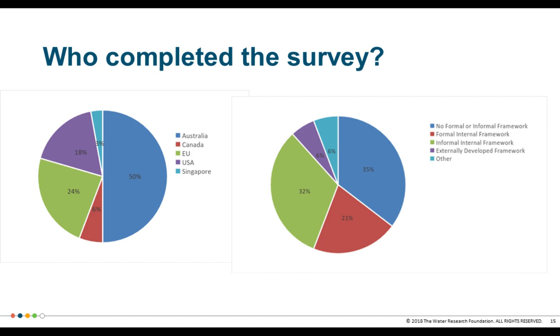So first of all, we had a large number of people, close to 50 organisations that completed the survey from various parts of the world, as you can see from the pie chart.